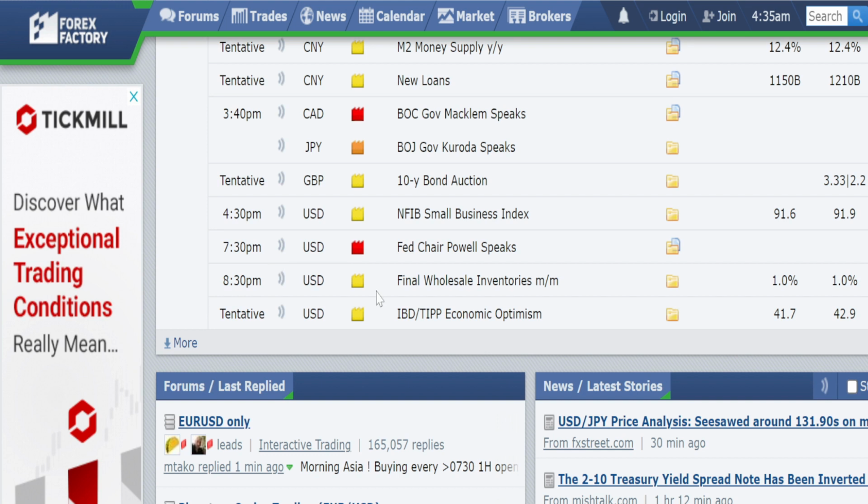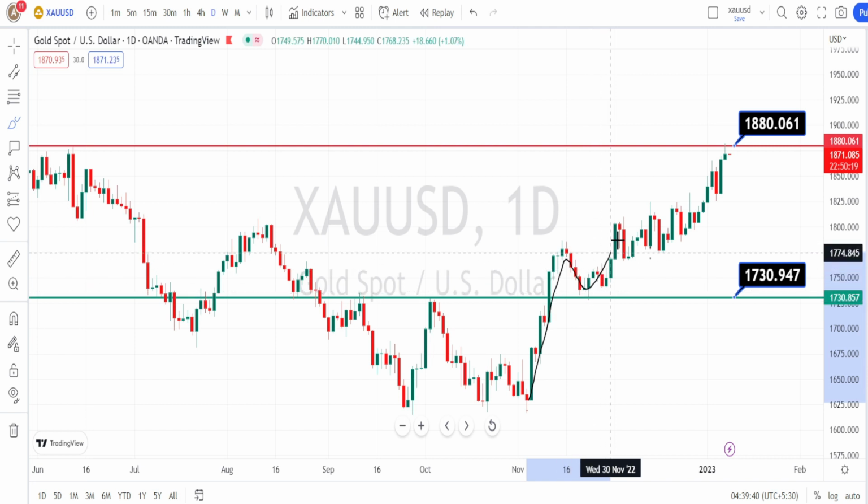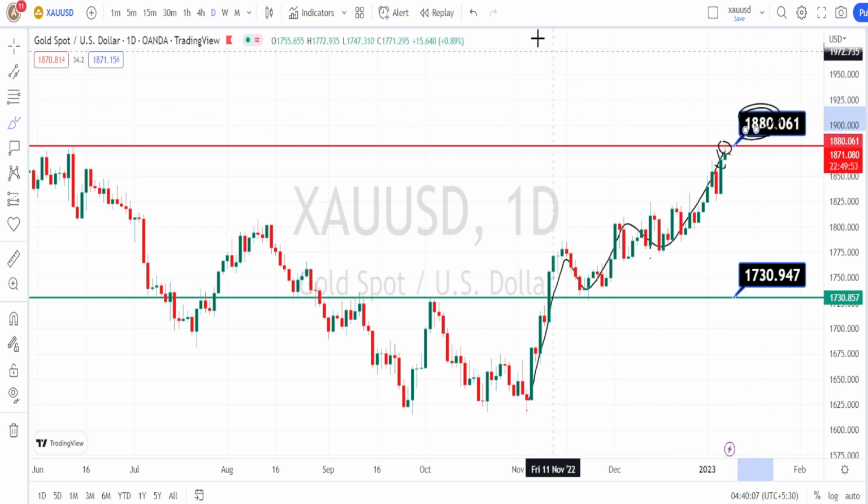Let us begin with our gold analysis. I'm in daily time frame now, and when we look at the current price action in daily time frame, after testing the support level of 1617, we have noticed the price action to continuously trend bullish. Yesterday we noticed the price action test this resistance level of 1880 several times, and it has bounced back from this resistance level.